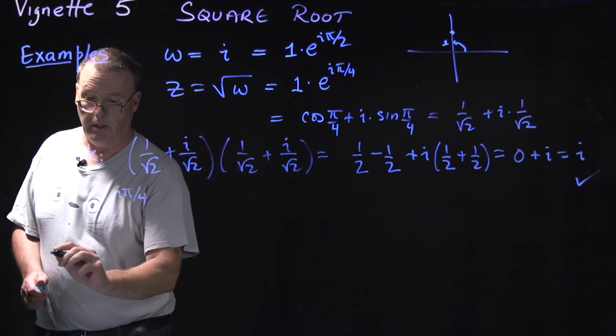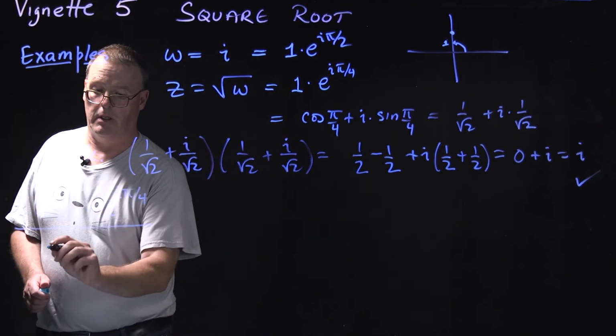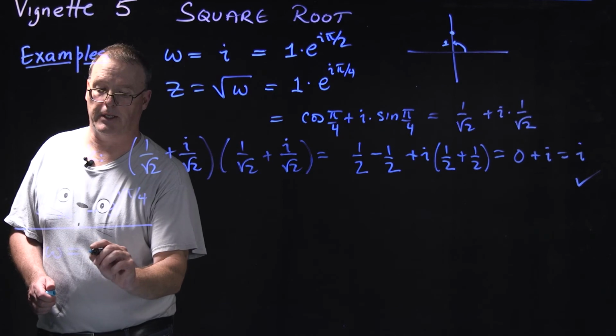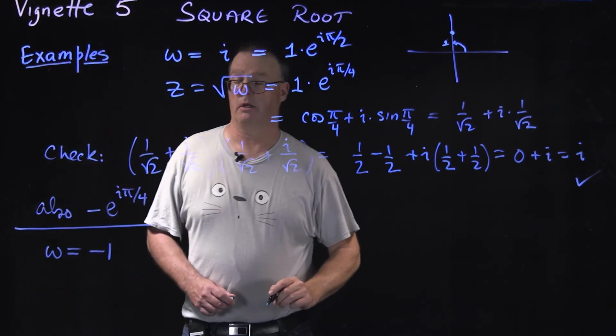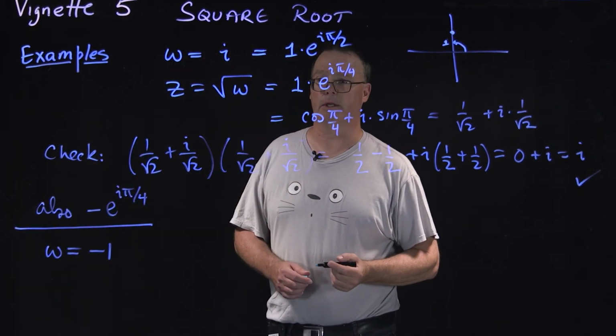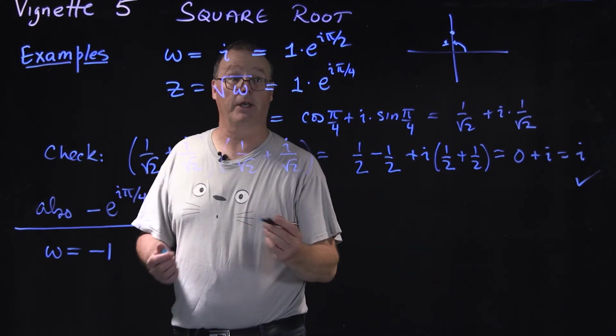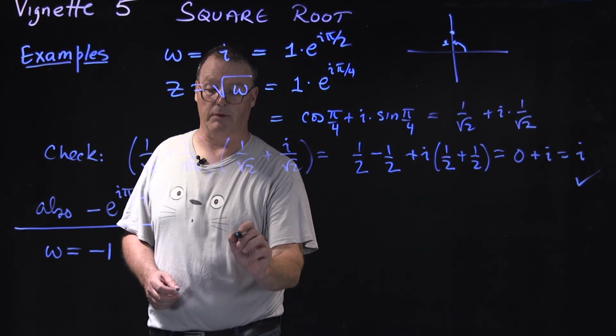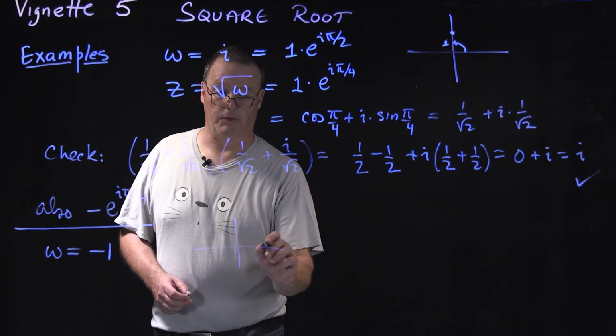Another example. Suppose we just take w equals minus 1. Well, we know what the square root of minus 1 is. That's got to be i. So let's just check to see whether the rules give us the same thing.